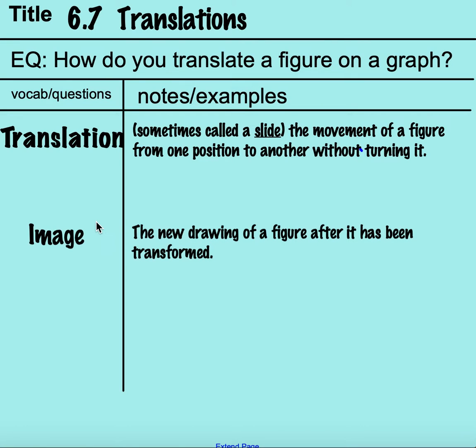Image is the new drawing of a figure after it has been transformed. So after we translate it, wherever it ends up, that new drawing in its new position is called the image of that transformation. All right, so pause the video here if you need a minute to get those down. Unpause when you're ready to move on.